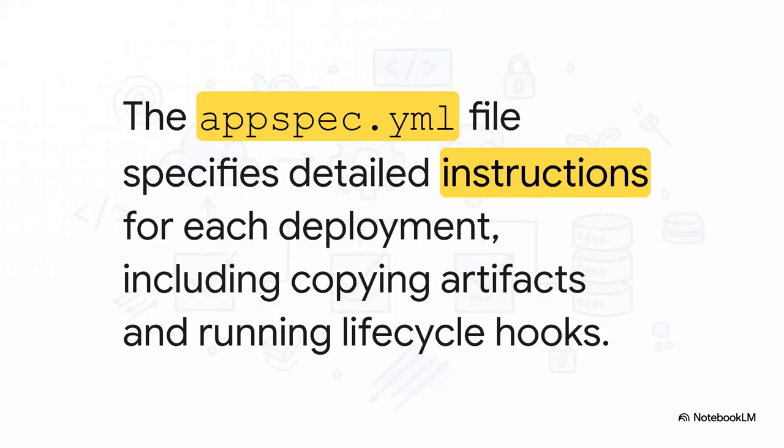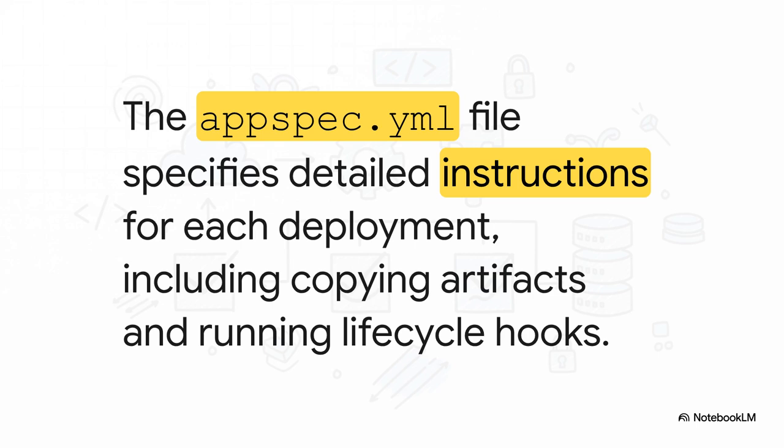You're probably seeing a pattern here. Just like CodeBuild had its build spec file, CodeDeploy has its own instruction manual, the appspec.yml file. This is your deployment recipe. It tells CodeDeploy exactly where to copy your application files and what scripts to run at very specific moments during the deployment. We call these lifecycle hooks.